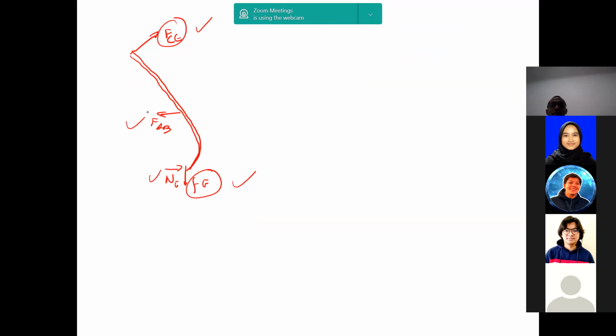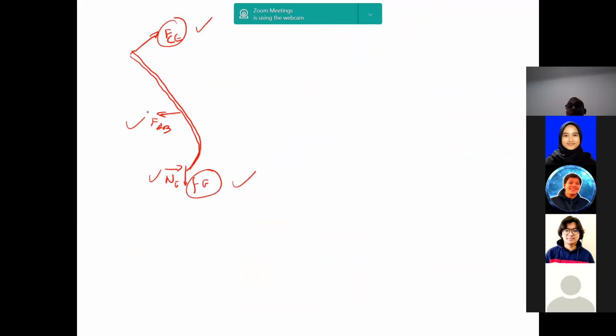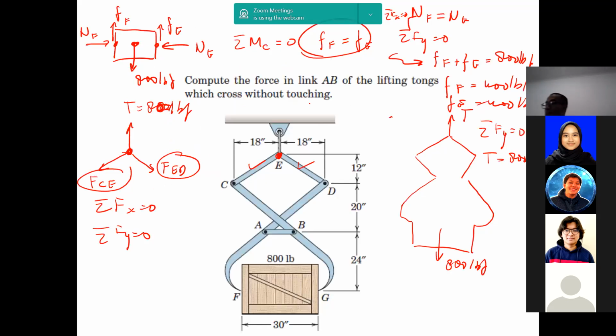One of the equations we can use just to check whether the calculation is correct or not. Okay, so we have FAB and NG, two unknowns, and we have three equations: sigma Fx equal to 0, sigma Fy equal to 0, and sigma moment equal to 0. You can use two equations to solve for it, and the last equation to check whether the calculation is correct or not. Okay. Any question about this particular problem?